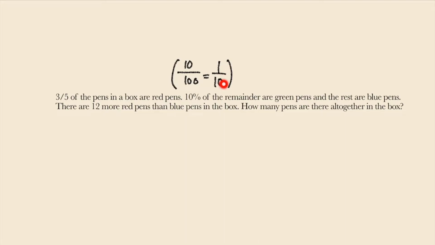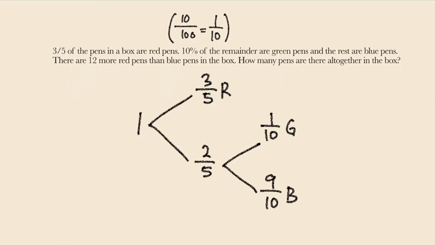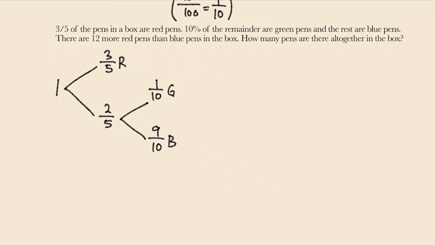Oh, then now it looks like a branch method question. 3/5 of the total are red, 1/10 of the remainder are green. So with this, we can draw the diagram. 3/5 red, the remaining is 2/5. 1/10 green, the rest 9/10 blue. And we're going to compare units again. So we are finding a difference between red and blue, yeah?